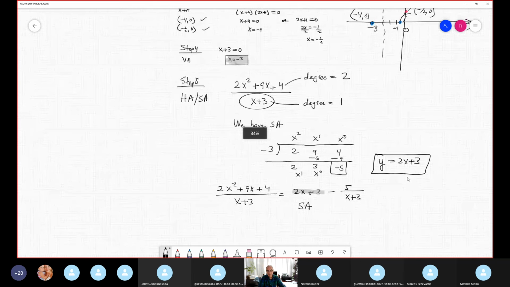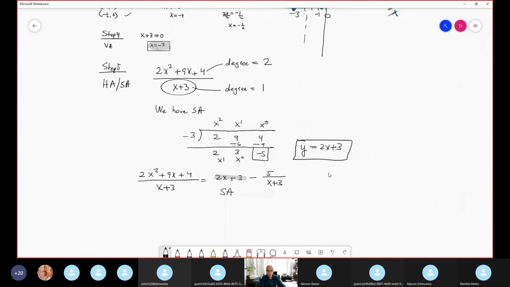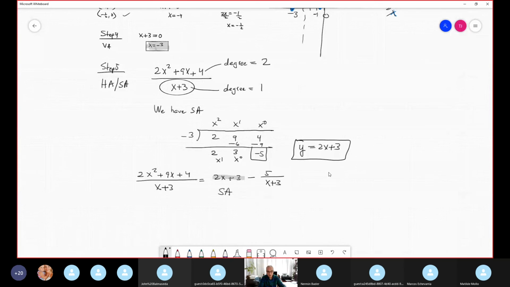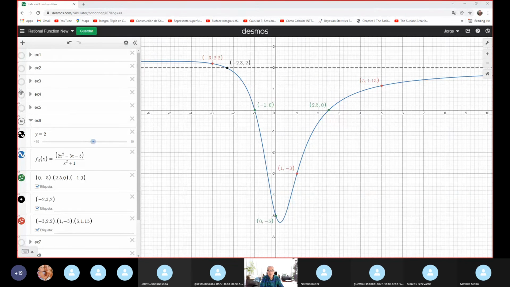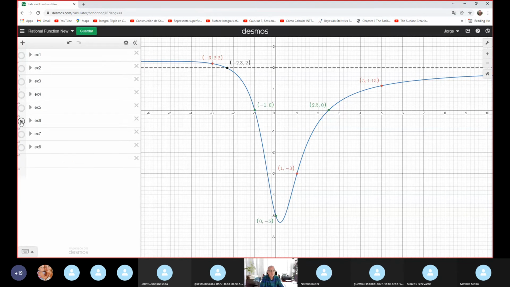Now the rest is the same, but I want to skip directly to Desmos. My recommendation, I forgot to say something important: go to Desmos. Go to Desmos. Do you see Desmos now? Yes or no?